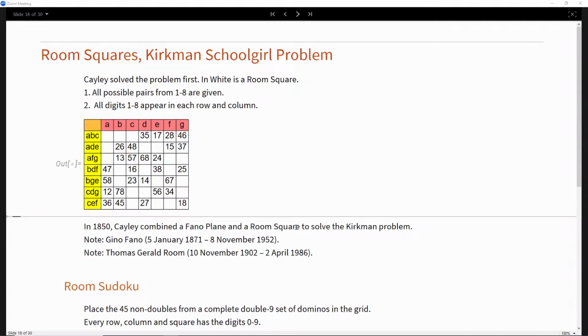However, the Fano plane wasn't developed until Gino Fano was born in 1871. It wasn't until much later that it got called the Fano plane. And the room square, Gerald Room was born in 1902. The concept of room square was introduced much later. But Cayley used both of them in 1850. A lot of things in mathematics are misnamed after people that didn't actually discover the items.